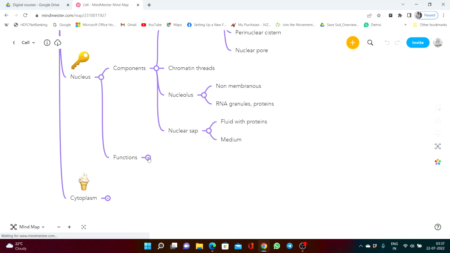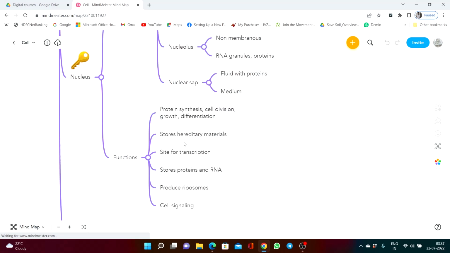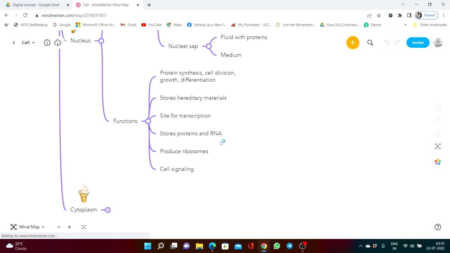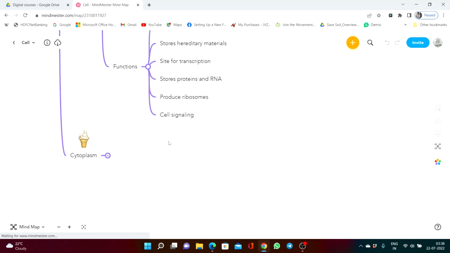Now going into the functions of the nucleus. As a whole, the nucleus and nucleolus synthesize protein, and they help in cell division, growth and differentiation. It stores hereditary materials and is a site for transcription. It stores proteins and RNA, produces ribosomes and helps in cell signaling.